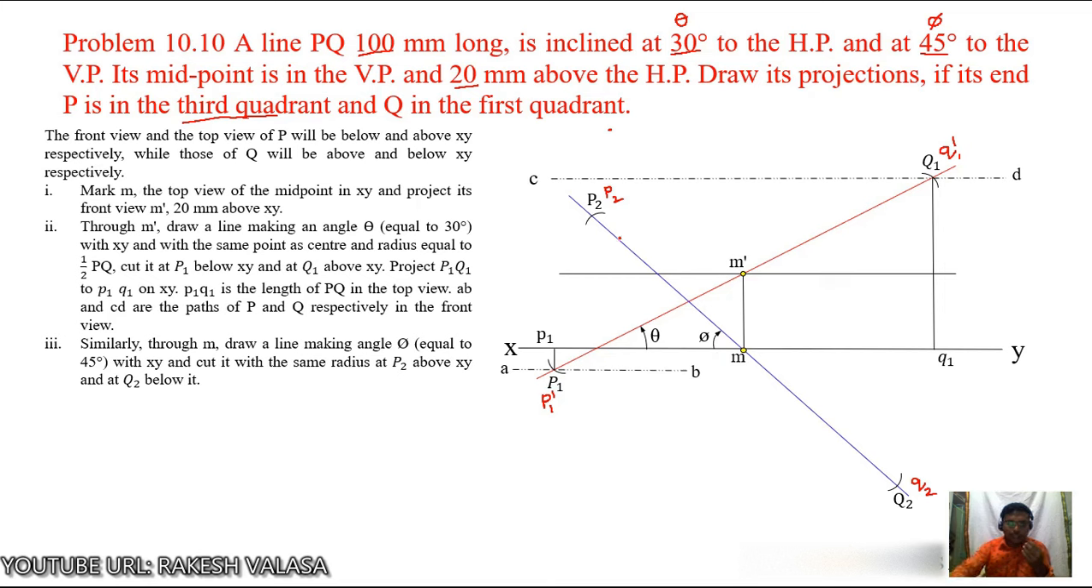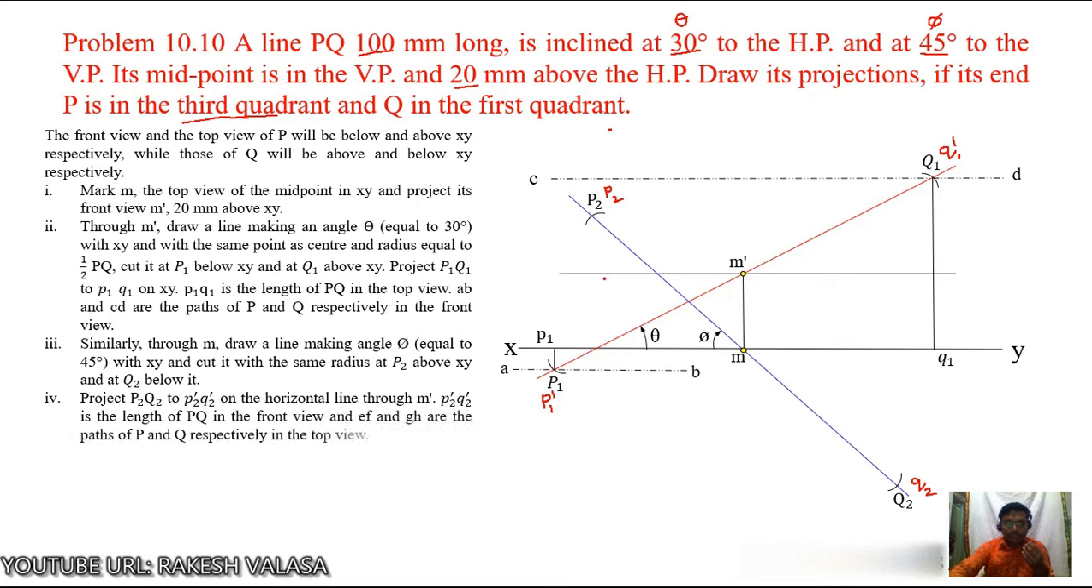Now draw the projectors from P2 to the locus of M dash. This is the P2 dash. From Q2 to the locus of M dash. This is the Q2 dash. Here this P2 dash and Q2 dash is the length of the final front view. This is the length of the front view.